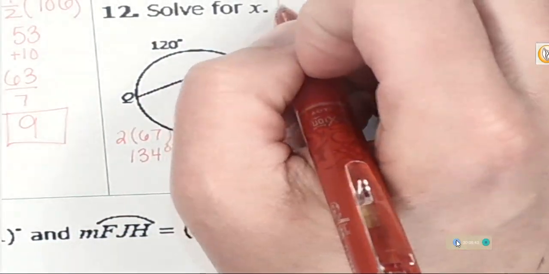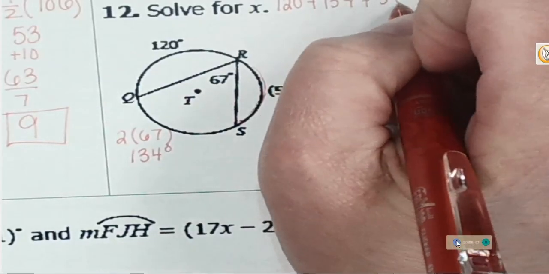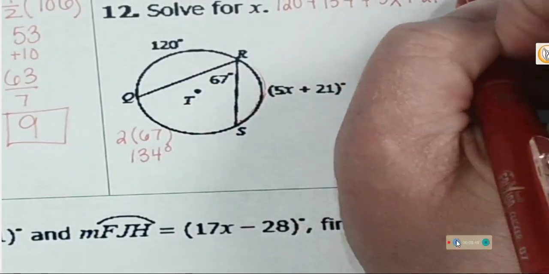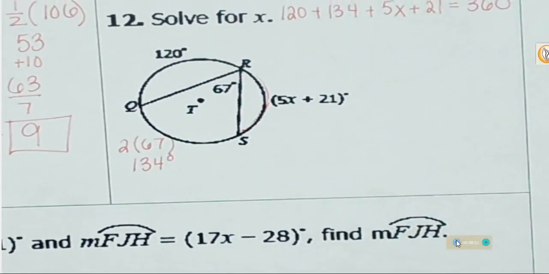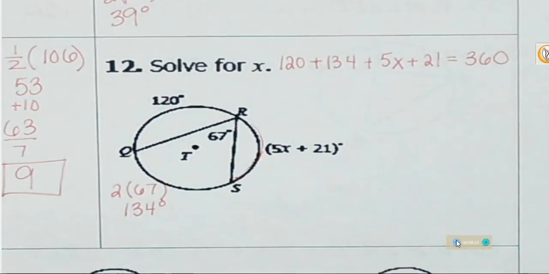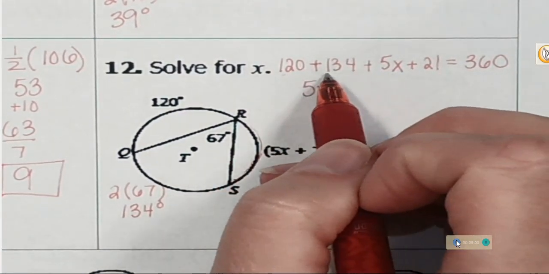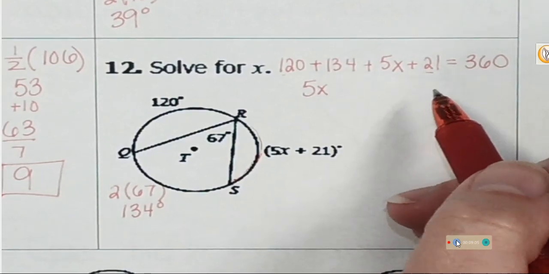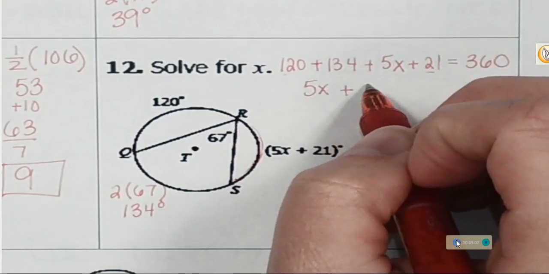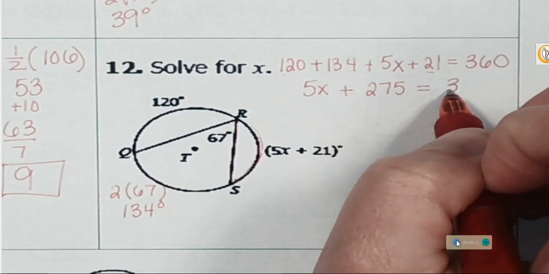You've got 120 plus 134 plus the 5x plus 21 to equal 360 degrees. Because you've got a whole circle. Now, simplify and solve for x. You've got 5x. What's 120 plus 134 plus 21? 275. And 275 equals 360.